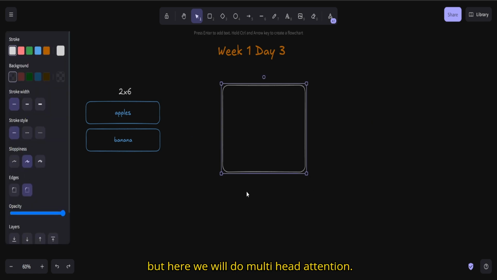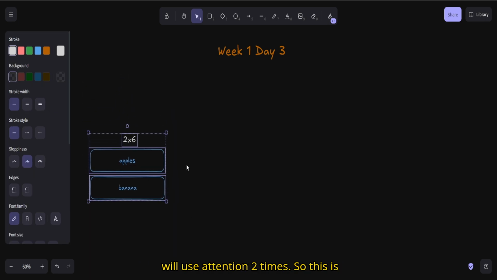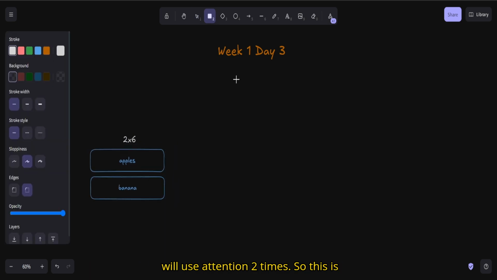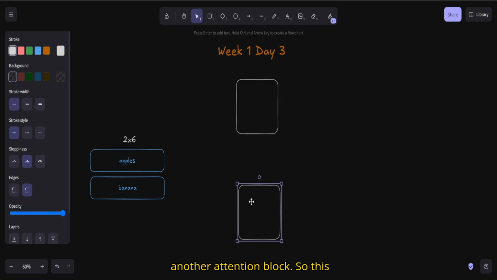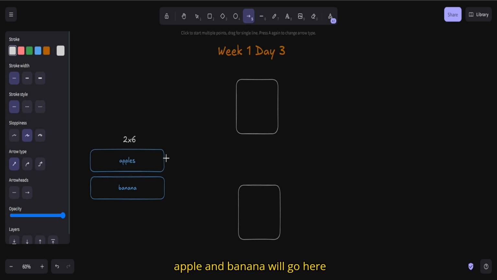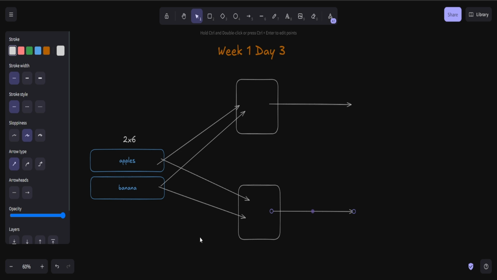But here we will do multi-head attention. What do I mean by multi-head attention? We will use attention two times. So this is one attention block. This is another attention block. So apple and banana will go here once, and apple and banana will go here once, and they will give two different outputs. This is what multi-head attention usually means.